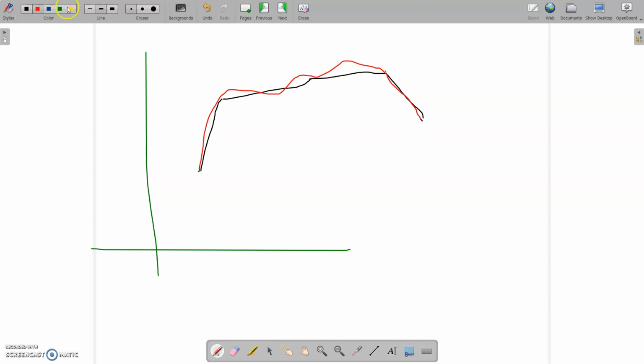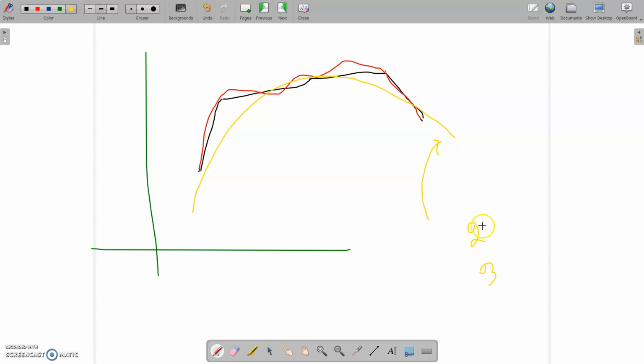Rather, we want the curve to look like something like this. Okay, so when you're increasing the order of the polynomial, you have to be very careful that you don't increase the polynomial too much, because that will overfit the data. So keep it with 2 or 3.